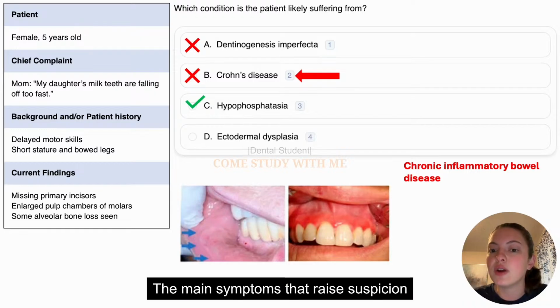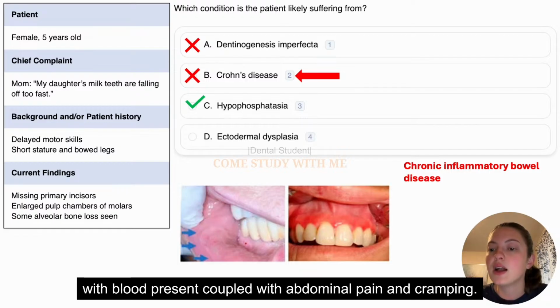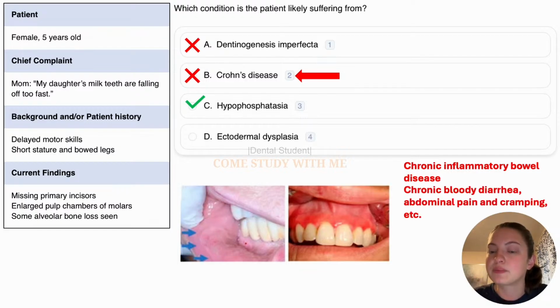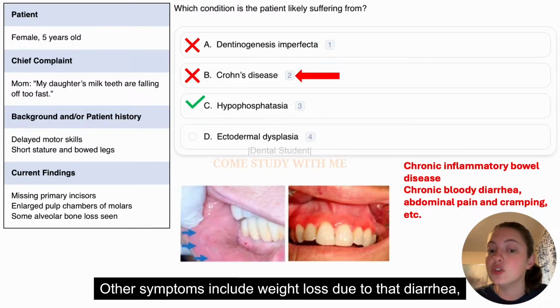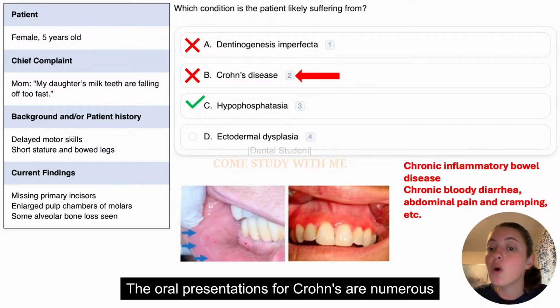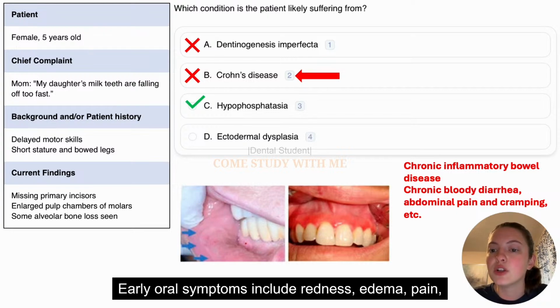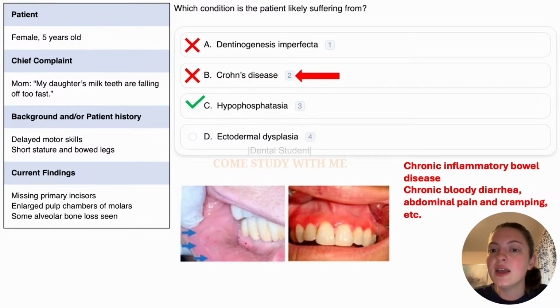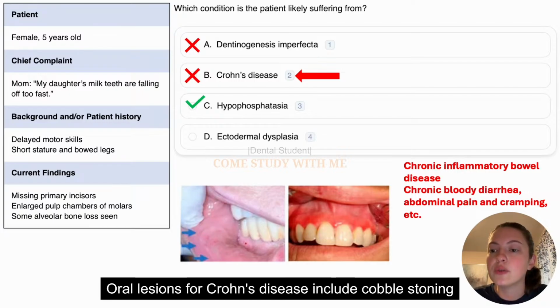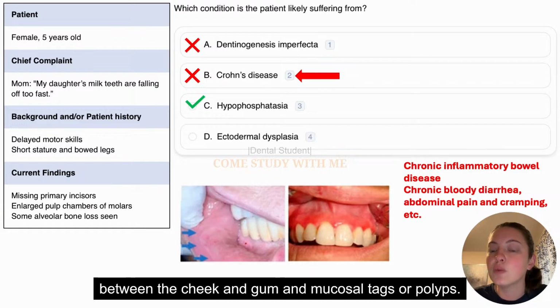The main symptoms that raise suspicion of Crohn's disease are often chronic diarrhea, especially with blood present, coupled with abdominal pain and cramping. Other symptoms include weight loss due to that diarrhea, fatigue, malnutrition, and oral presentations. The oral presentations for Crohn's are numerous and often present as the first manifestations of the disease. Early oral symptoms include redness, edema, pain, and other pathognomonic oral lesions for Crohn's disease include cobblestoning of the oral mucosa, deep linear ulcers in the fold between the cheek and gum, and mucosal tags or polyps.